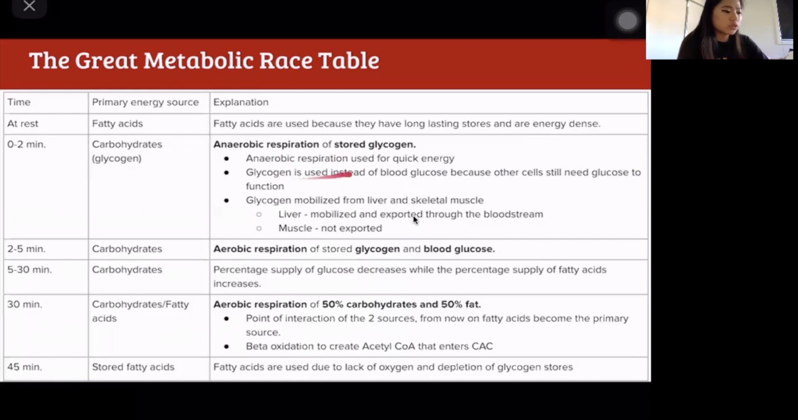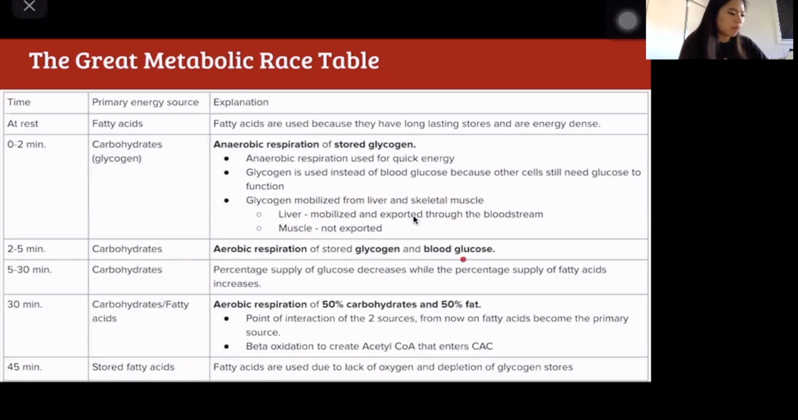So glycogen is used instead of the free blood glucose because your other cells still need a bunch of glucose to function. So your body's not ready yet, and it's just taking the glycogen stores instead of taking glucose from all the other parts. And this glycogen is mobilized from liver and skeletal muscle. So we've been through this before. The liver glycogen is mobilized and exported through the bloodstream, and the muscle glycogen is not exported.